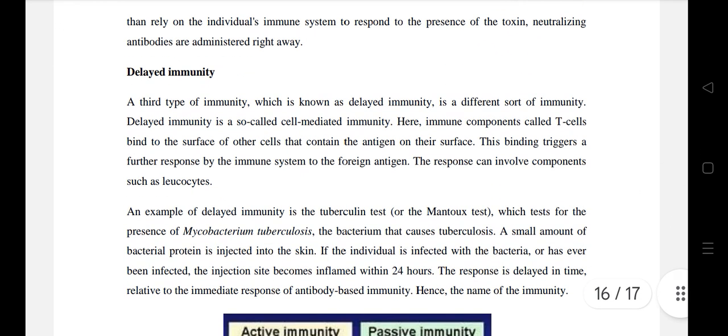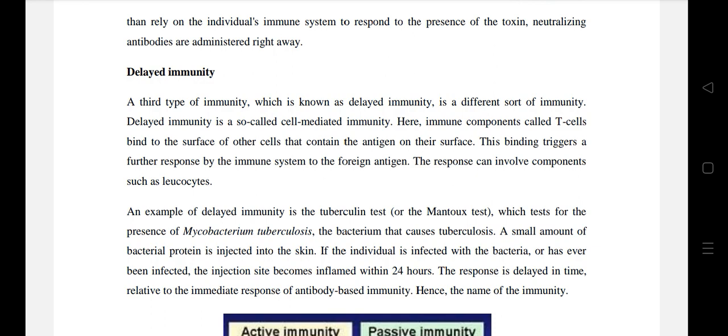Then delayed immunity. A third type of immunity, which is known as delayed immunity, is a different sort of immunity. Delayed immunity is a so-called cell-mediated immunity. Here, immune components called T cells bind to the surface of other cells that contain the antigen on their surface. This binding triggers a further response by the immune system to the foreign antigen. The response can involve components such as leukocytes.